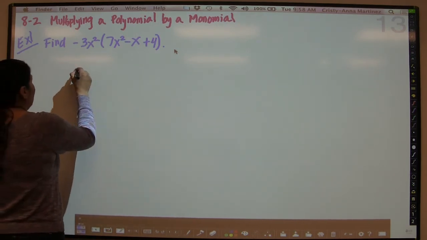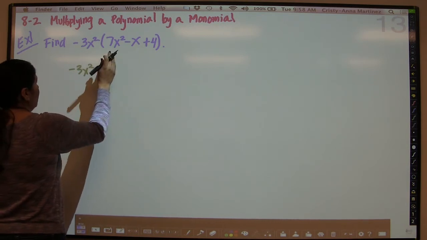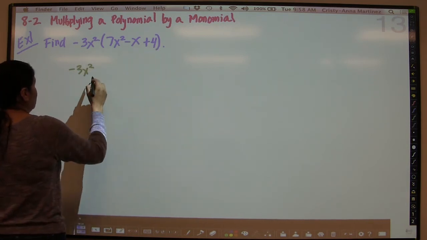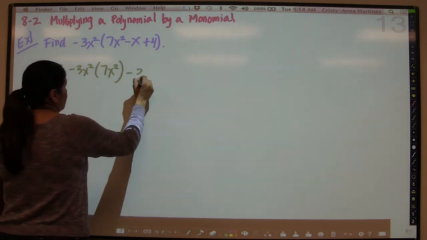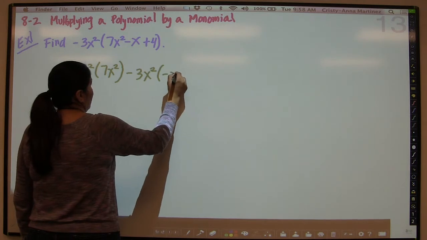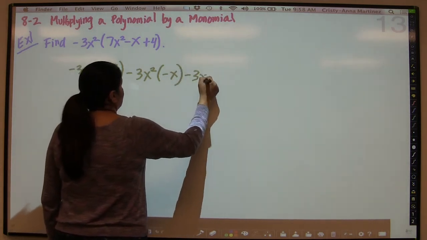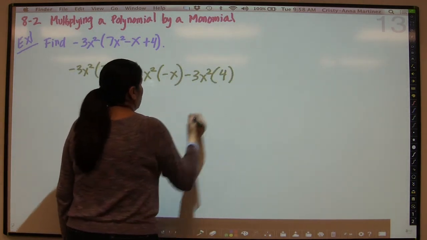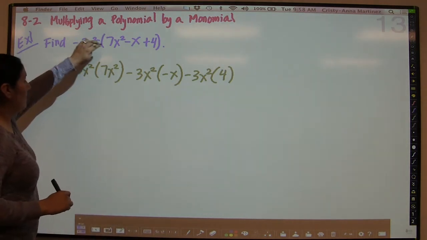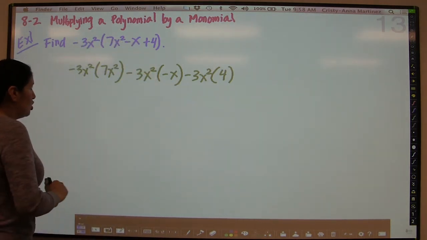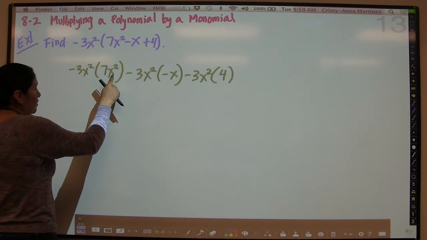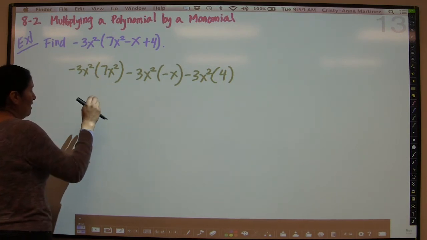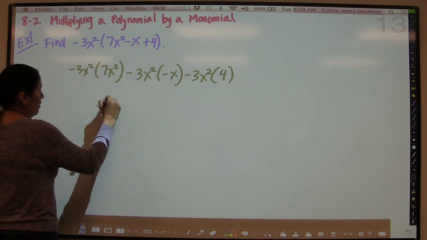You want to take negative 3x squared and multiply it by each term in the parentheses. So negative 3x squared times 7x squared, and then minus 3x squared times negative x, and negative 3x squared times 4. So we're taking the negative 3x squared and multiplying it by each term in the parentheses. You'll remember from the previous lesson that when you're multiplying the same base, you add the exponents. So x squared and x squared, you're going to add the two exponents there, and you're going to end up with x to the fourth.